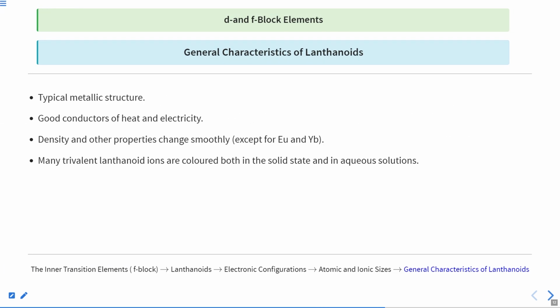Now, typical metallic character. They have a typical metallic character. They are good conductors of heat and electricity. Density and other properties change smoothly except for europium and yttrium. Many trivalent ions are colored both in solid state and aqueous solution. So these are some common points regarding the general characteristics of lanthanoids.